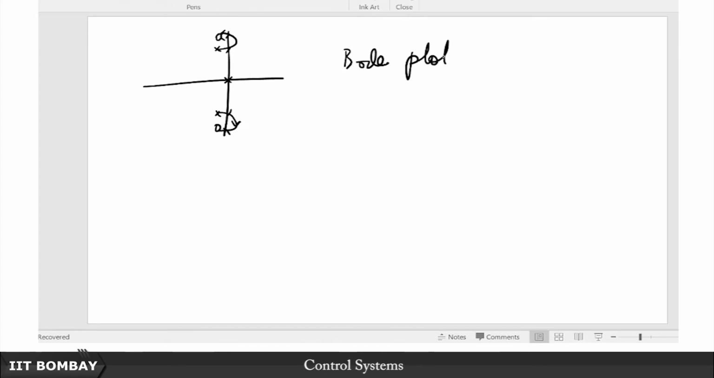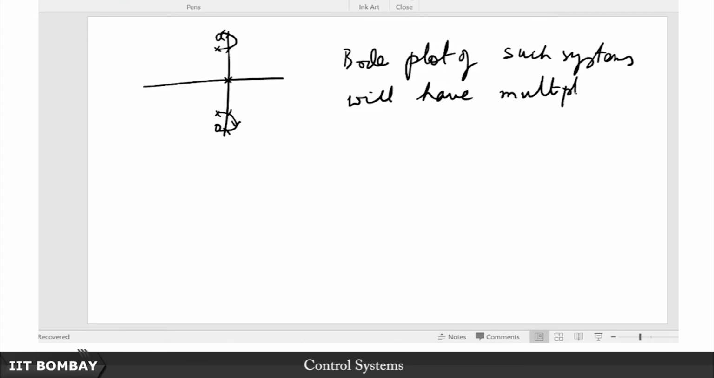The Bode plot of such systems will have multiple crossover frequencies, and that is when things become rather messy. Later on, again I promise, when we do Nyquist we will have a better understanding of this as to which is which, but you see this will have multiple crossover frequencies. Why am I saying that?